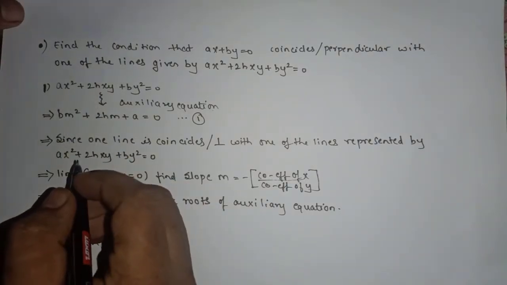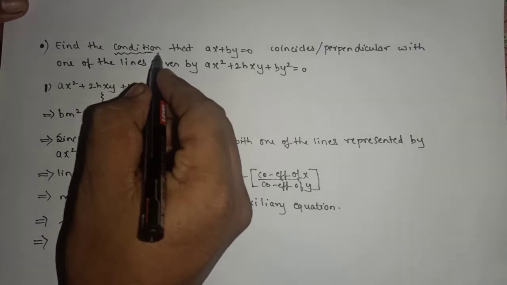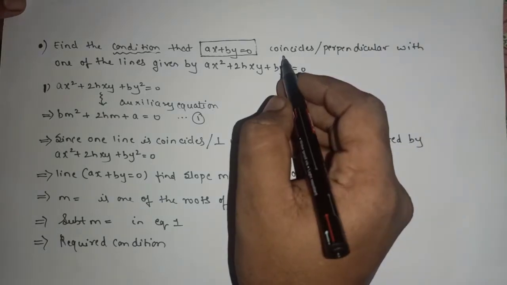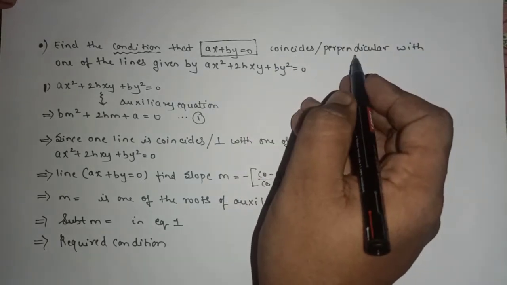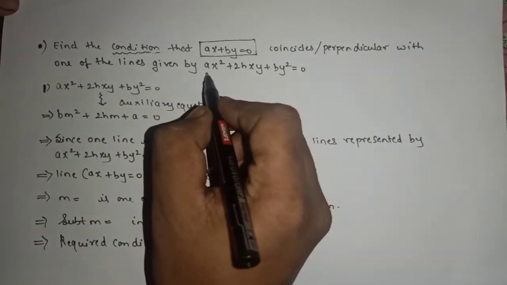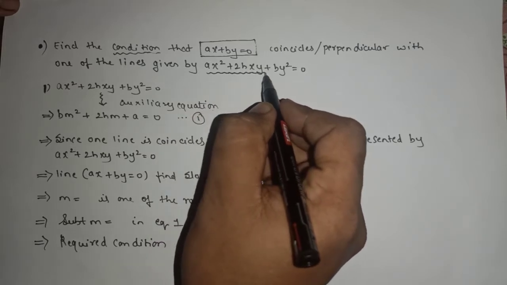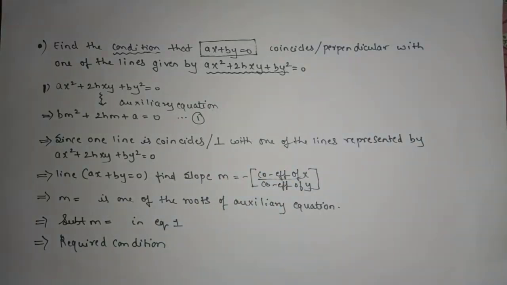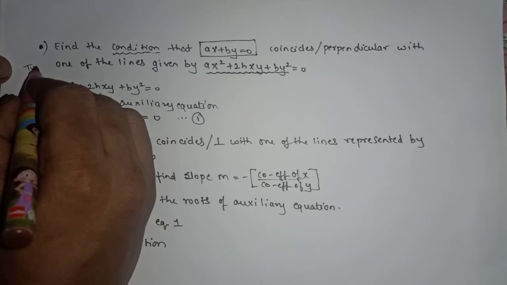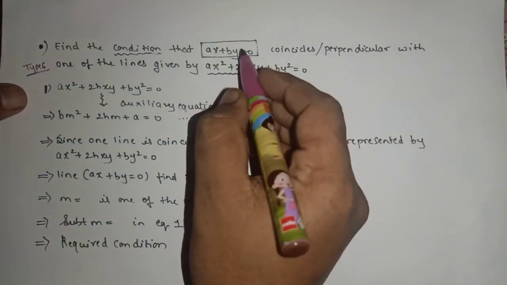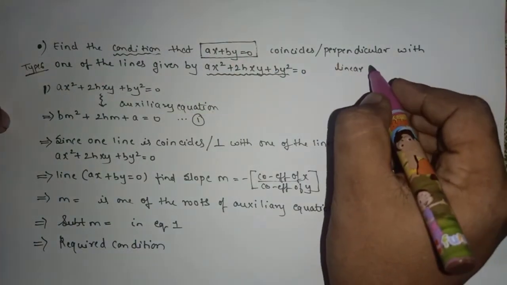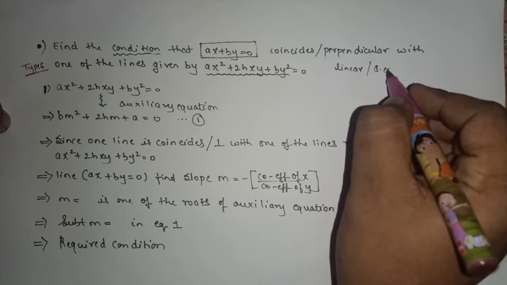So type number 6 is what? It is based on the condition where you will have one linear equation, it will coincide or it will be perpendicular with one of the lines given by ax square plus 2hxy plus by square equals to 0. So remember type number 6 as you have to find the condition when you have a linear equation and a quadratic equation.